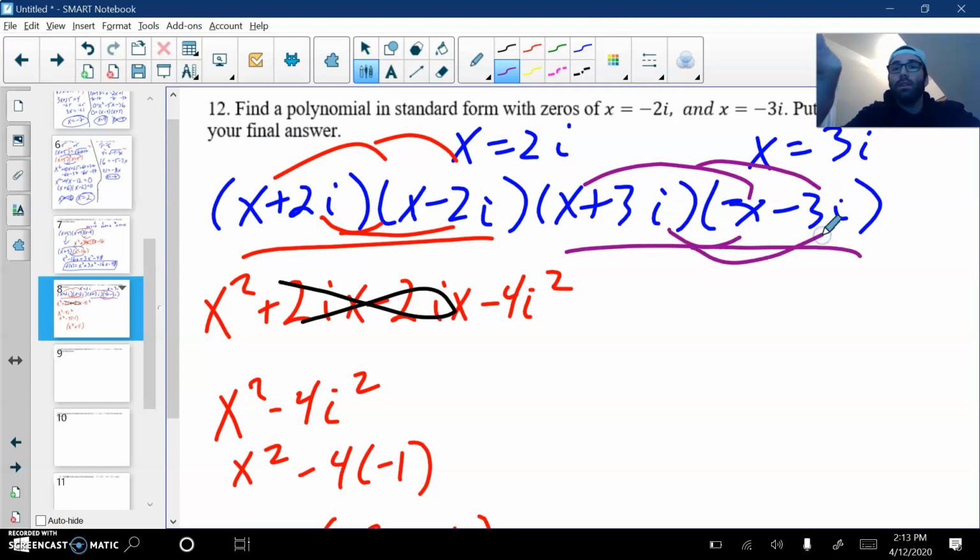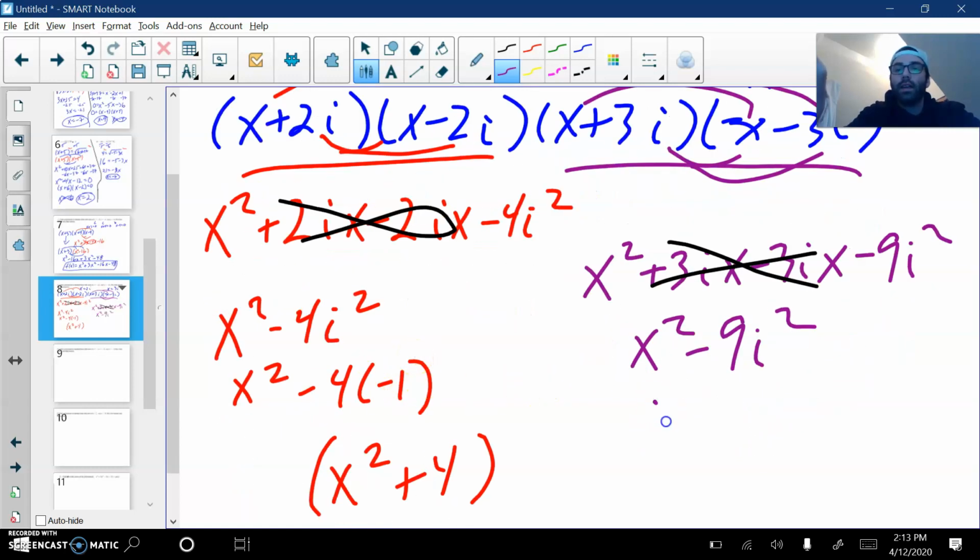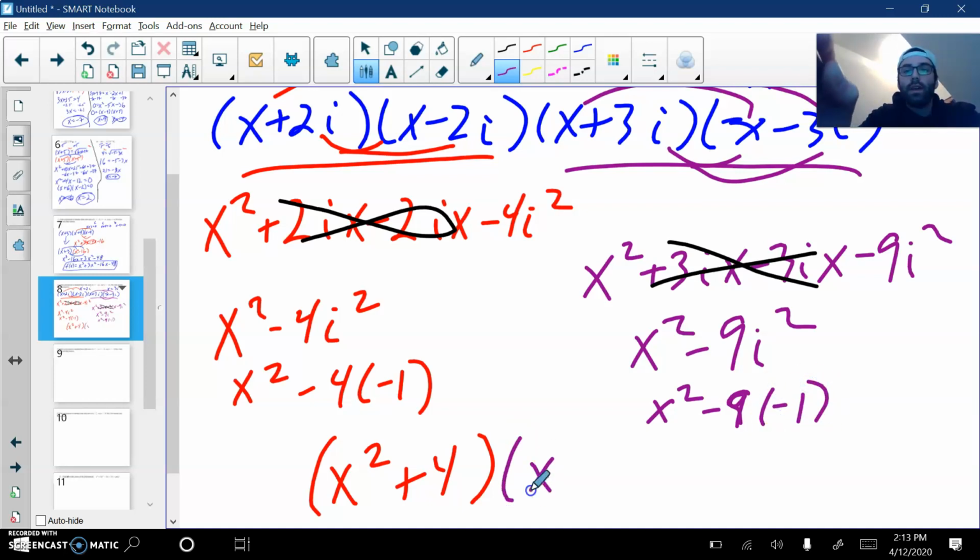So I'm going to FOIL these two here. So I get x squared plus 3i x minus 3i x minus 9i squared. Again, our ix terms cancel out to get x squared minus 9i squared. Remember again that i squared is negative 1. You can obviously skip this part and go straight to the binomial. I'm just going to write it out because it's helpful for some people. So I get x squared plus 9.